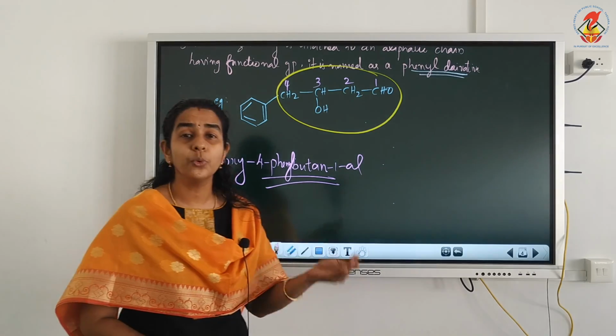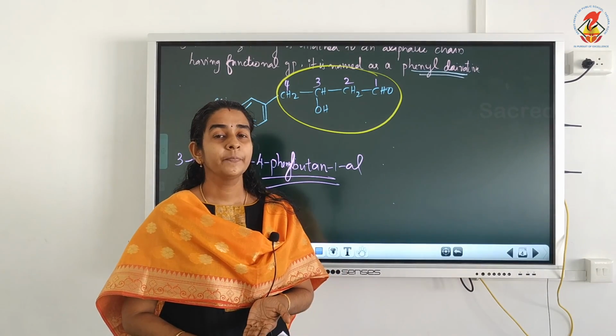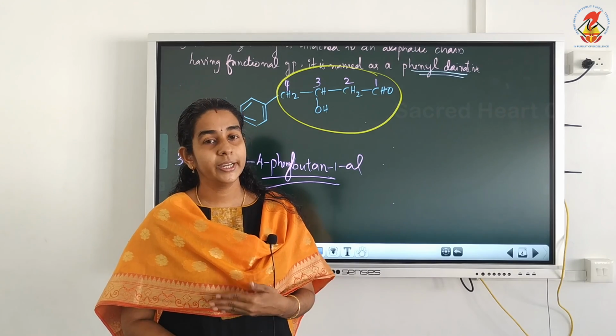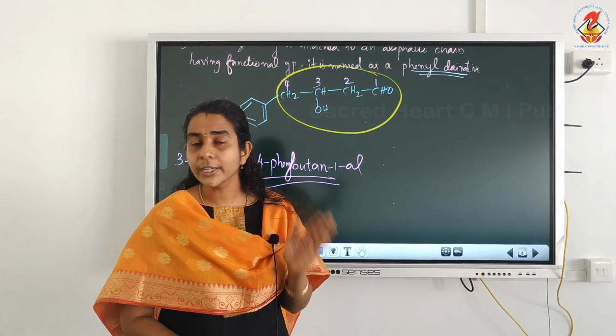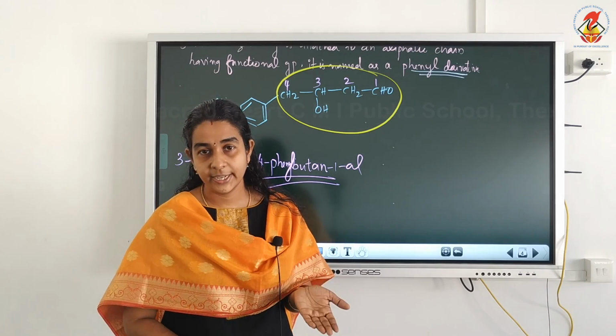So these are the few rules that you have to remember when we do the IUPAC naming of aromatic compounds, and study all the common names before you do the IUPAC naming. Okay.